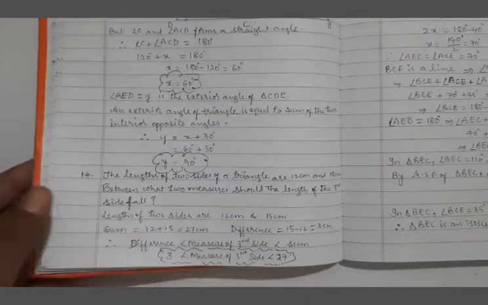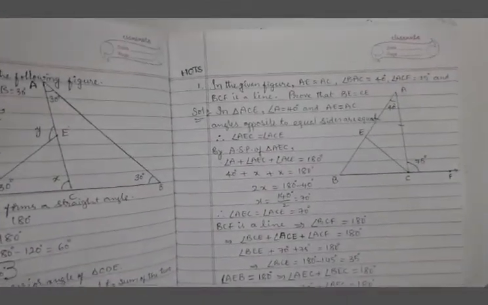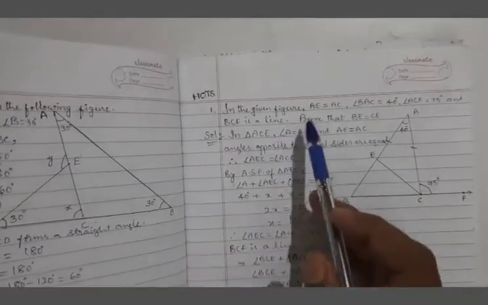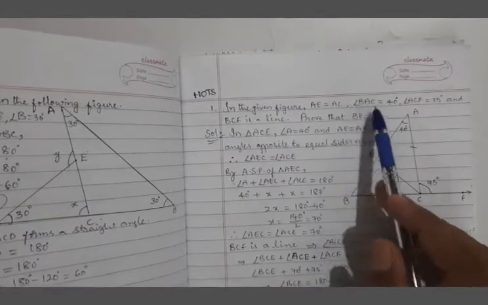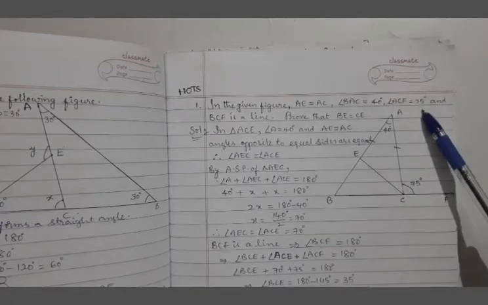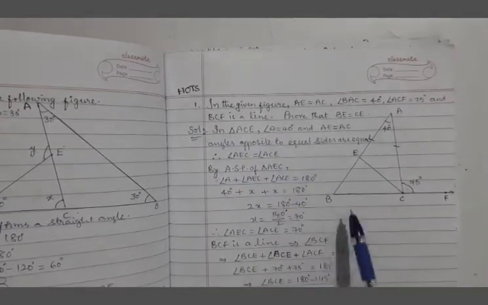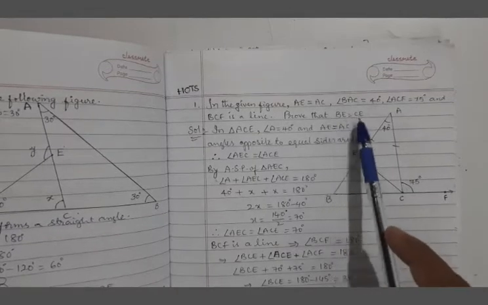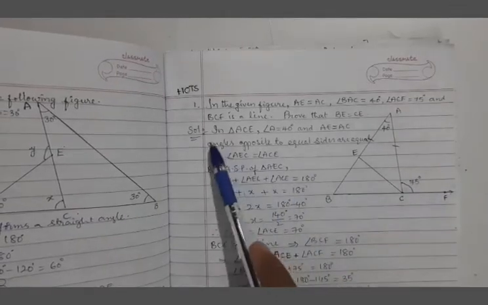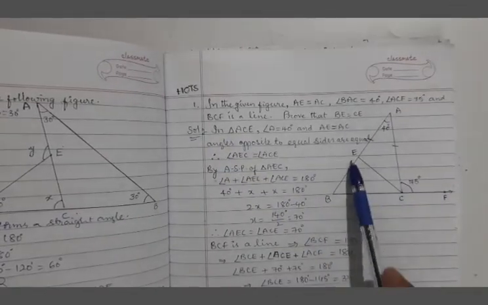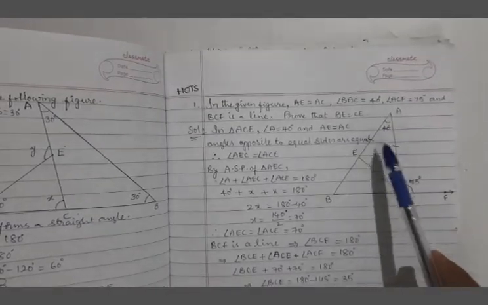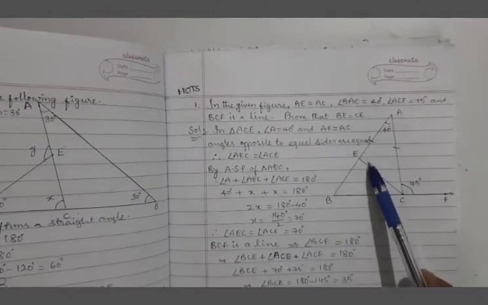Right. Going to the next question. In the given figure, AE is equal to AC, angle BAC is equal to 40 degrees, angle ACF equal to 75 degrees, and BCF is a line. Prove that BE is equal to CE. BE is equal to CE we want to prove. So observe carefully children. Triangle ACE. Angle A is equal to 40. AE is equal to AC. Two sides are equal. Then their opposite angles will become equal.